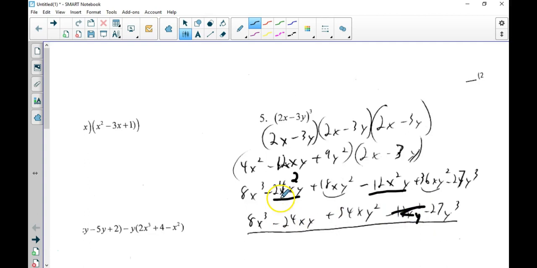So that's going bye-bye anyway. And this is going to become negative 12 and negative 24, which is going to be negative 36x squared y plus 54xy squared minus 27y cubed.